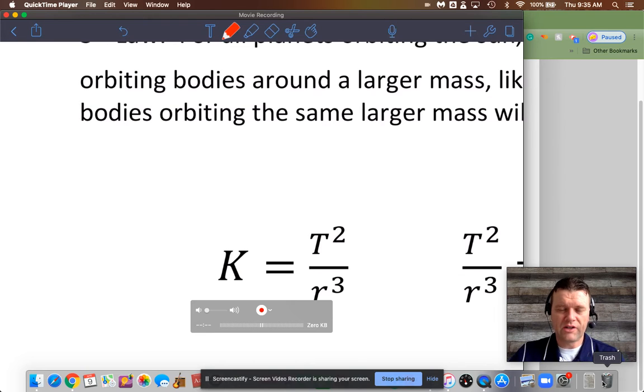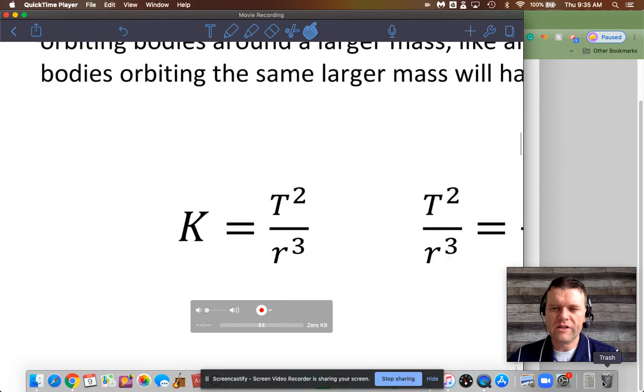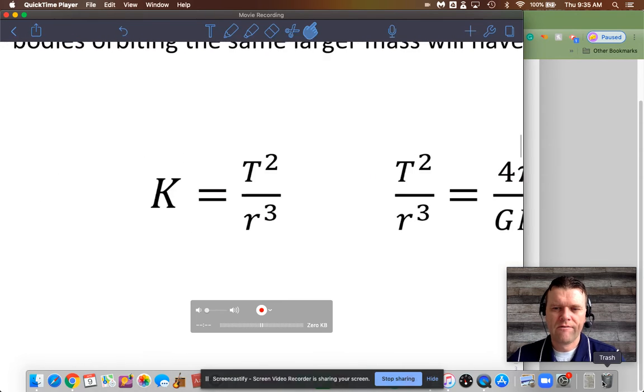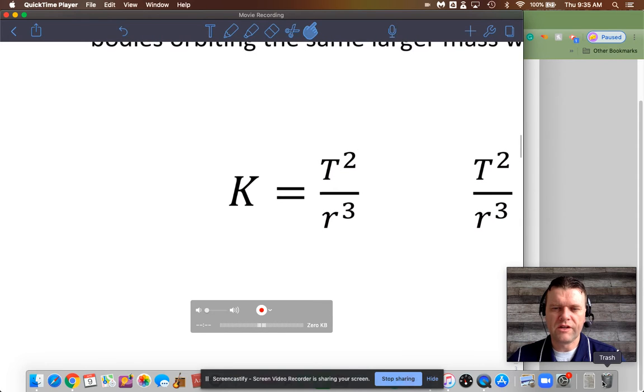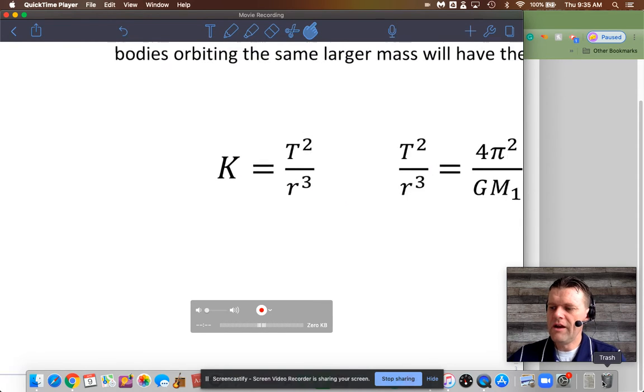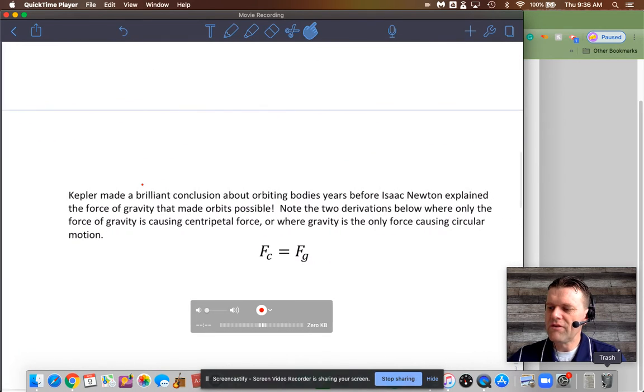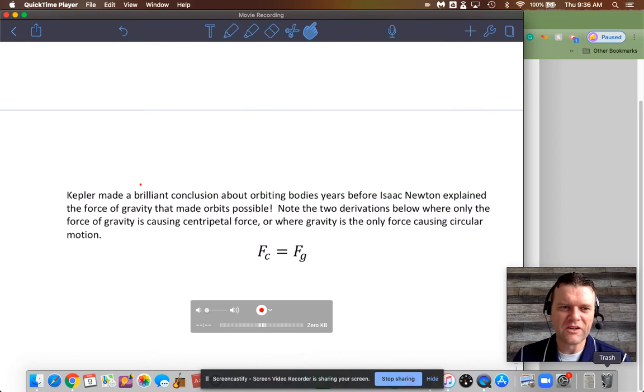Capital K is known as Kepler's constant, and it's equal to the ratio of the orbital period squared divided by the orbital radius cubed. Now, these other formulas here won't make a lot of sense until I define them, but Kepler's constant is the very foundation for all of these. What's so cool is that Kepler's observation was made years before Isaac Newton even explained what gravity was. That makes Kepler's discovery all the more impressive.